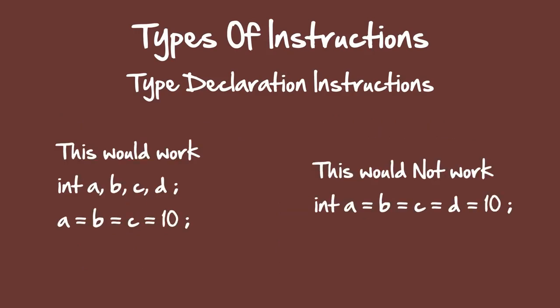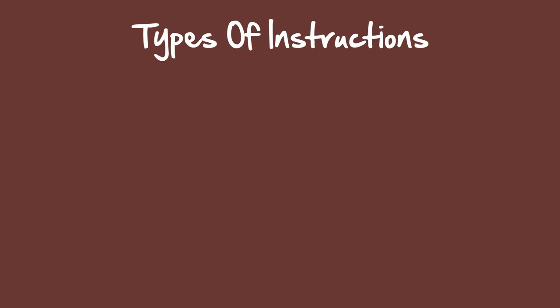Now the third is, the following statement would work: integer a, b, c, d, and a is equal to b is equal to c is equal to d is equal to 10. However, the following statement would not work: integer a is equal to b is equal to c is equal to d is equal to 10. Once again we are trying to use b to assign to a before defining it. So these points are very important, and in many MCQs you will find this logic.